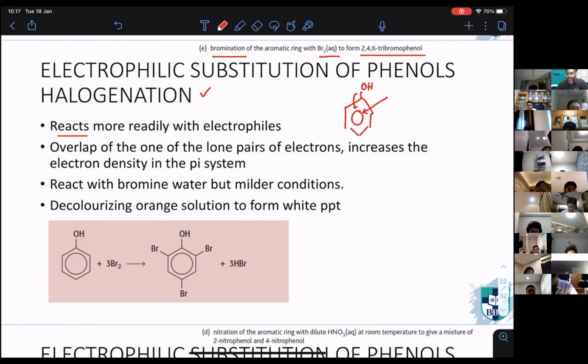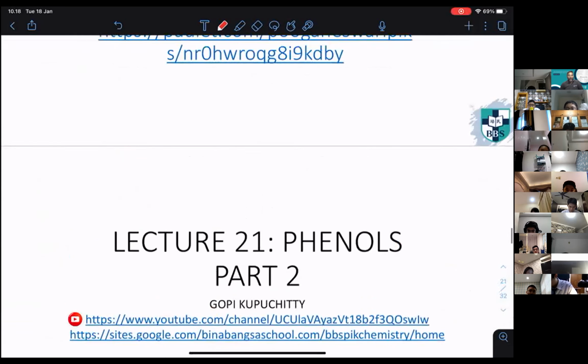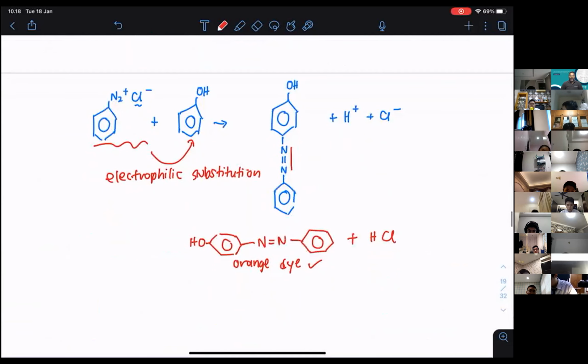So you do not need to have any halogen carriers to attack the benzene ring, because now the electron density is going to be very high. The moment they see the electrophile, they do not need to ask permission. No need, they will straight away go and attack. The electrophile can attack easily. That is going to explain why there is no catalyst over here.